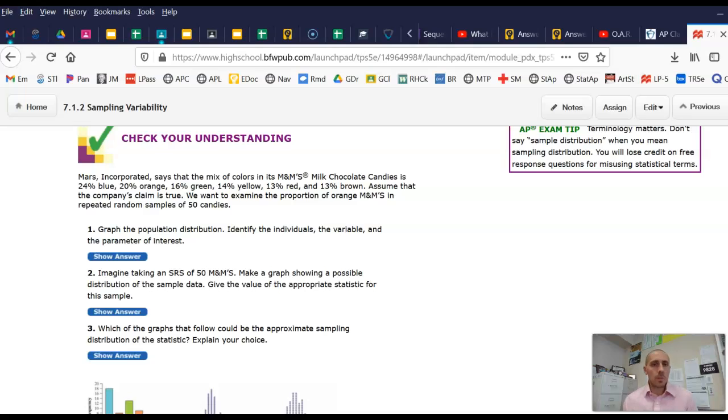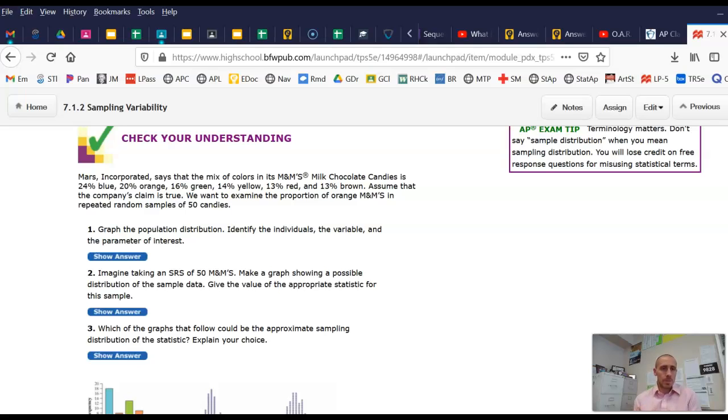All right, so in this scenario, we have M&Ms, and we have the 6 different colors of M&Ms. The company claims blue is 24%, orange 20, green 16, yellow 14, red and brown 13. So they want to examine the proportion of orange M&Ms in repeated samples of 50 candies. Graph the population distribution and identify the individuals, the variable, and the parameter of interest. Individuals are the M&Ms, the variable is the color, and the parameter of interest is the proportion of orange M&Ms.